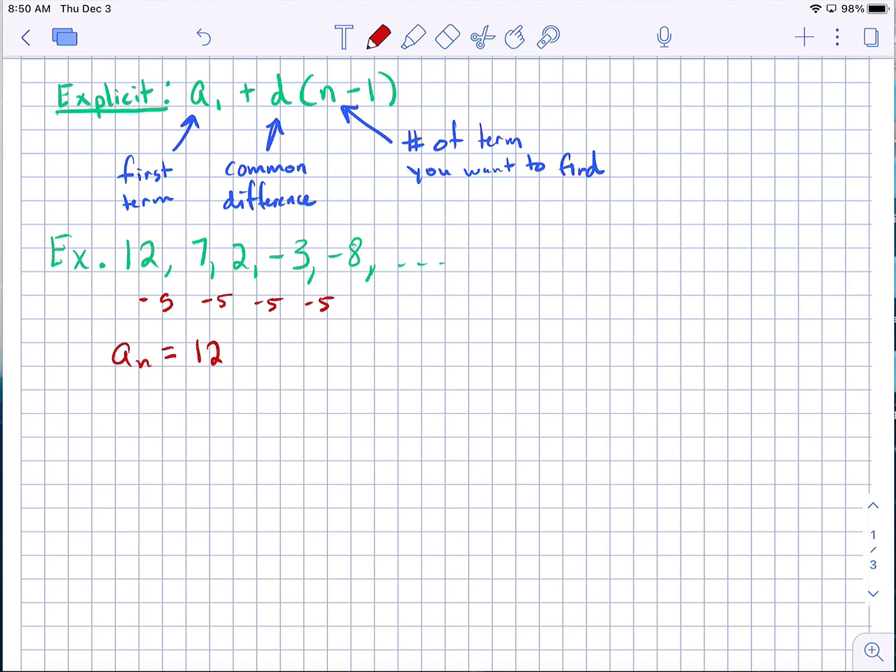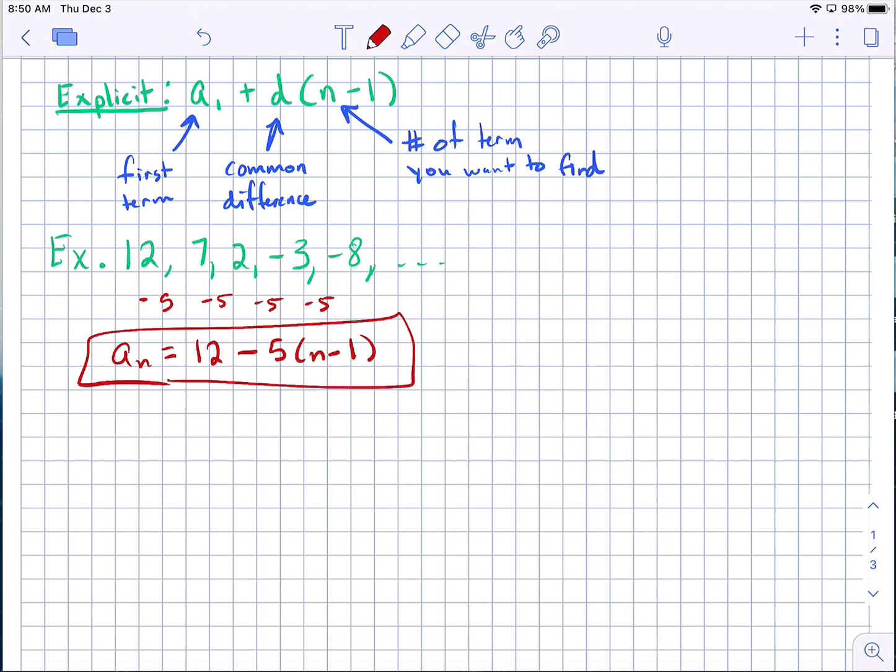Now this time the common difference is -5, so I'm going to put -5 times n minus 1. That's the formula. To find the numbers that go into the equation is not very hard. All I have to do is find the common difference and know what the first term is. That's it. And this is my explicit formula for my arithmetic sequence.